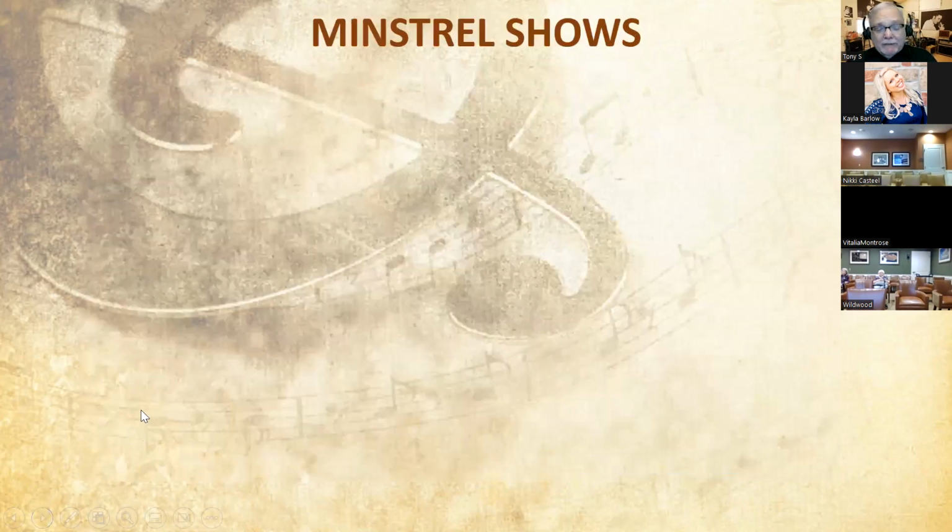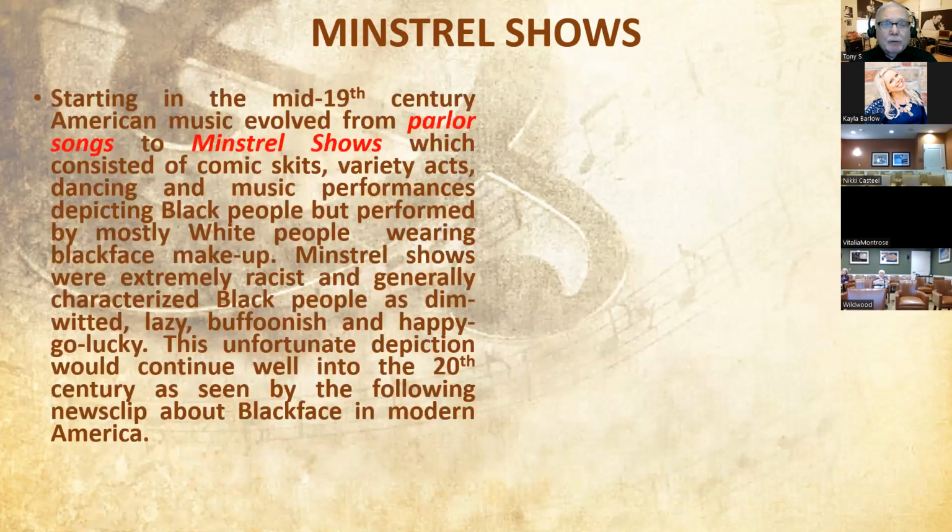Okay, the next step in the development of popular music in America was the minstrel show. Now that started in the antebellum South. They were comic skits, variety acts, dancing, musical performances, and they were done by white people depicting black people wearing blackface makeup. These shows were extremely racist, characterized black people as dim-witted, lazy, buffoonish, happy-go-lucky.